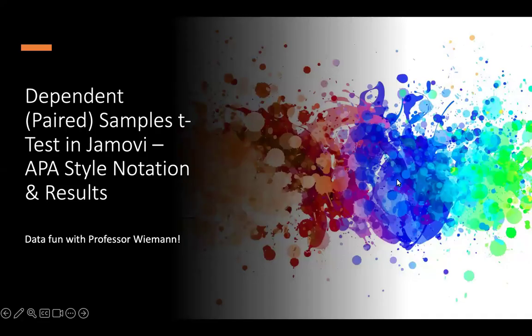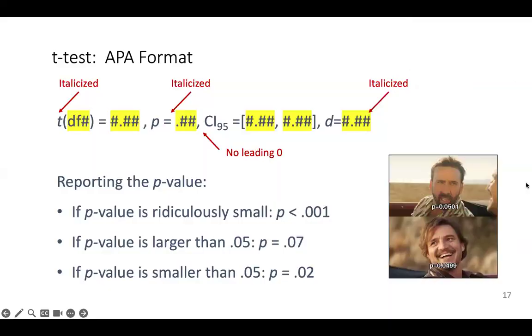Hello again. So this is the last of the dependent samples t-test videos. I'm going to talk about how to report this in APA style notation. The notation for APA style is just like the independent samples t-test.